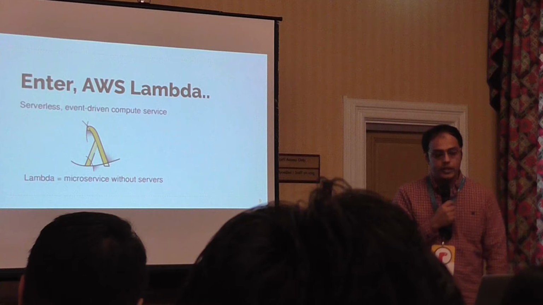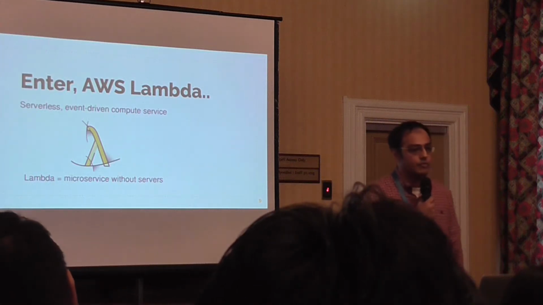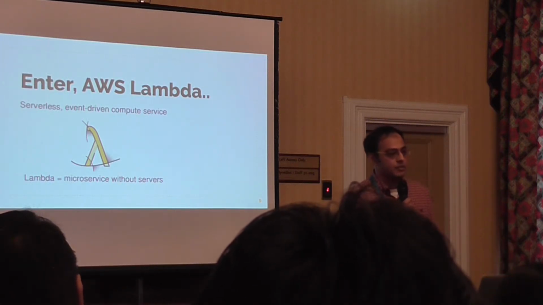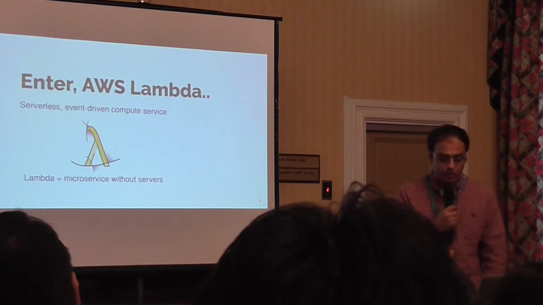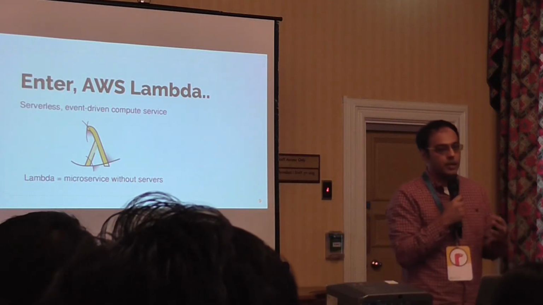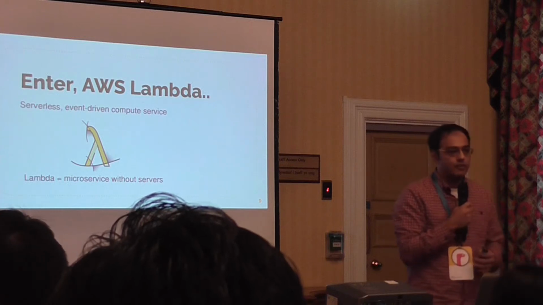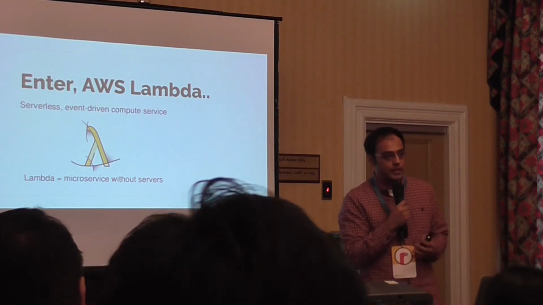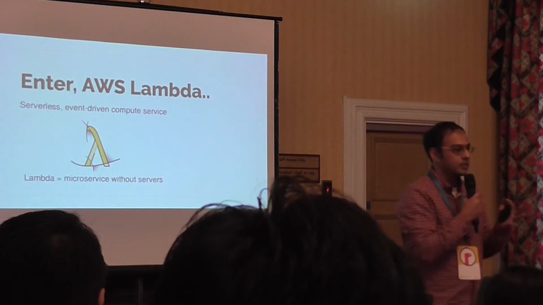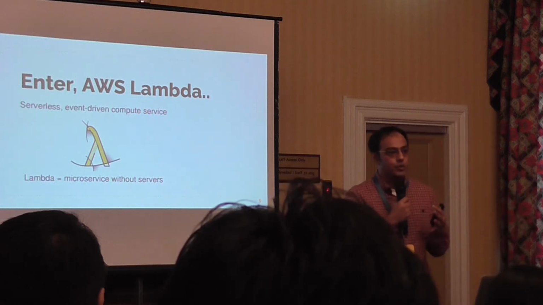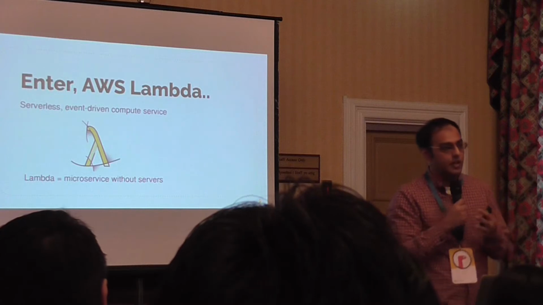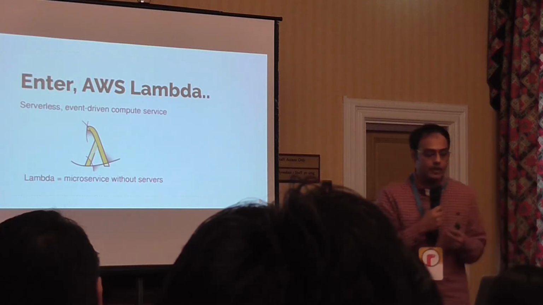So in 2014, AWS Lambda was the first major cloud provider service that came in and made the serverless paradigm popular. And they marketed Lambda as a microservice without servers. So what does that really mean? That essentially means that they've abstracted the server out from the terminology. As a developer, you do not get to interact with any servers. You don't get to SSH into any servers. There are no IPs involved, nothing, right?